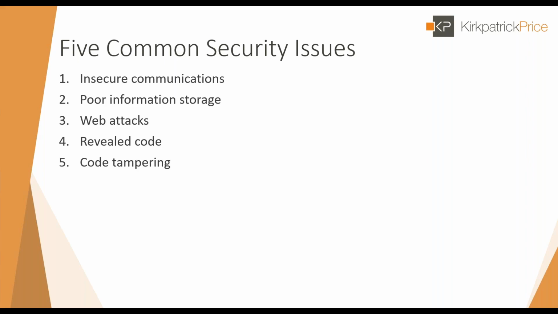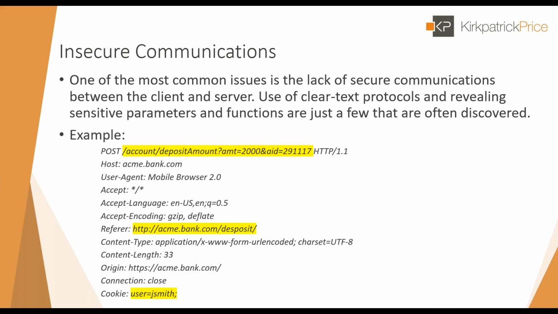So let's begin. We'll start with the insecure communications. So one of the most common issues is, in fact, the lack of secure communications between the client and server. You will see the use of clear text protocols still, and also revealing sensitive parameters, functions. And those are really, again, sort of the tip of the iceberg, just a few of the things that we see regarding this category.